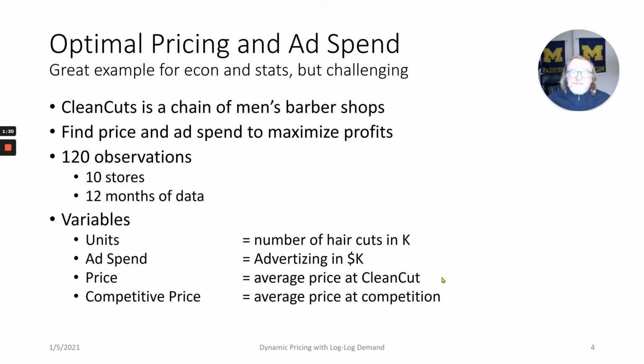Okay, so here's an example to get things rolling. It's a chain of barber shops, haircuts. I need to go and get a haircut, but COVID intervened. We have 120 observations of 10 stores over 12 months, so it's panel data. The variables in the data set are the units, the number of haircuts per store, monthly data, the ad spend, how much the store spent, the price of the haircut, and then the competitive price, which is the average price at the competition in a local area.